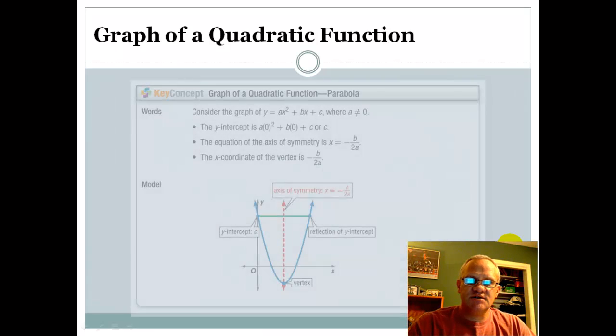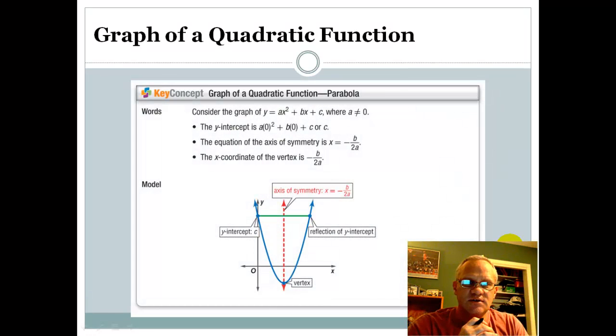All right, so let's start looking at some of the stuff here that we need to know. First of all, you can see here, we've got the ax squared plus bx plus c. The first important thing to know is the y-intercept right here. Basically it's just that the y-intercept is c. So in this formula, ax squared plus bx plus c, the number that's all by itself, that's the y-intercept.